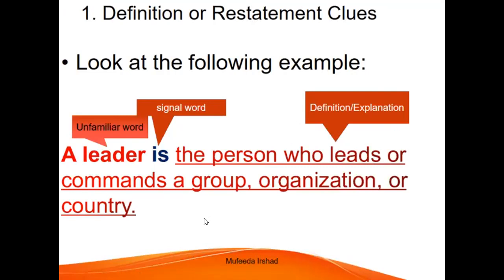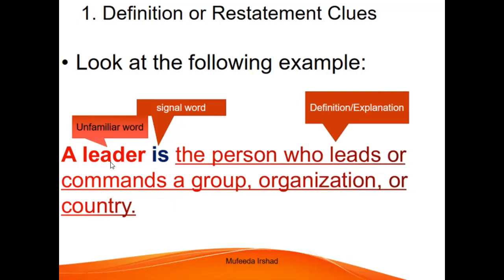How did we deduce it? You might have noticed that the writer has used the verb to be, in this case is, to signal the definition, right? So the signal word here, or the clue given by the writer, is to define who a leader is. And this is the definition or the explanation that the writer has given. So a leader is the person who leads or commands a group, organization, or country. So this is a definition clue.